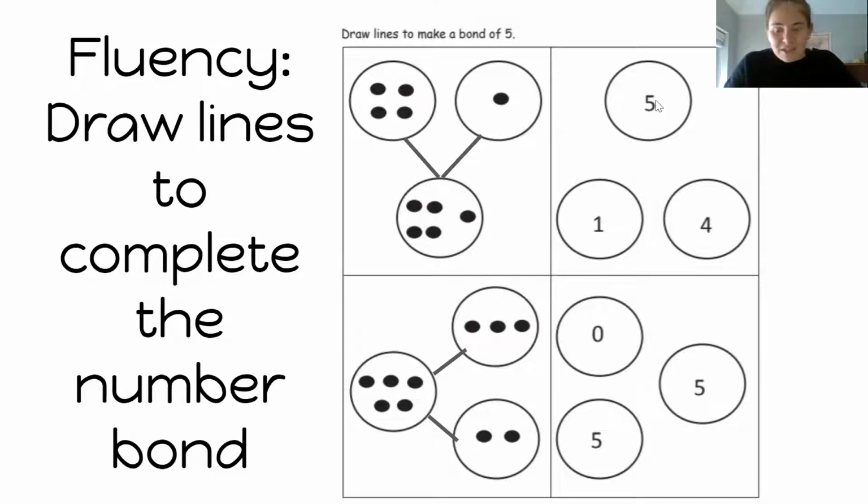I'm going to show this by drawing a line. Actually, I want you to show me this first. Think about how you would connect these circles, and then we're going to go over it together. Where would you draw your 2 lines to connect this number bond?